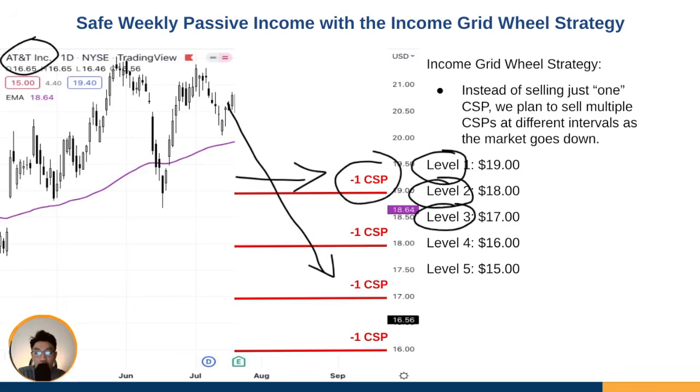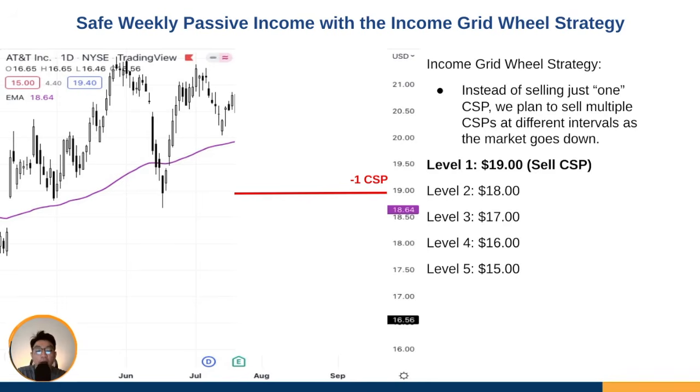Because if the market just keeps going down and you have multiple levels, basically you're going to have many times you can keep selling your cash secured put and your covered call. So let me just show you exactly how that works, right? You start off by just selling the first level. So you do not sell all levels at once, right?